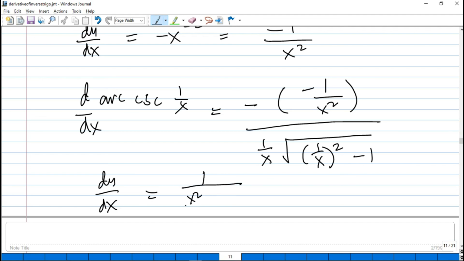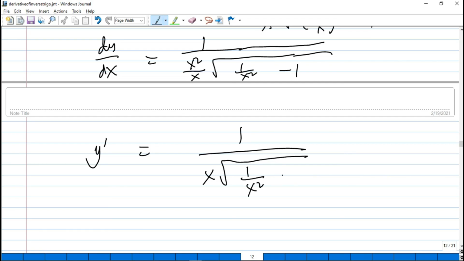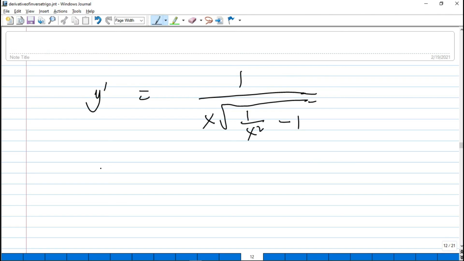So this is 1 over x. So this is all over x here, times the quantity. Just square this. So this is 1 over x squared. So minus 1. Then we just simplify this. So this is y prime equals, so 1 all over, so this is x, times the quantity, we have here 1 all over x squared minus 1. But we can actually further simplify this. So this becomes y prime equals 1 all over x times the quantity 1 over x squared.